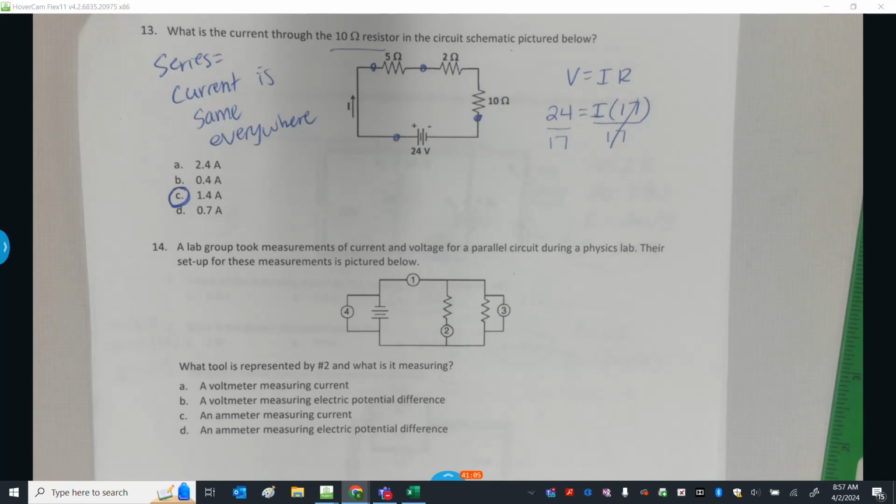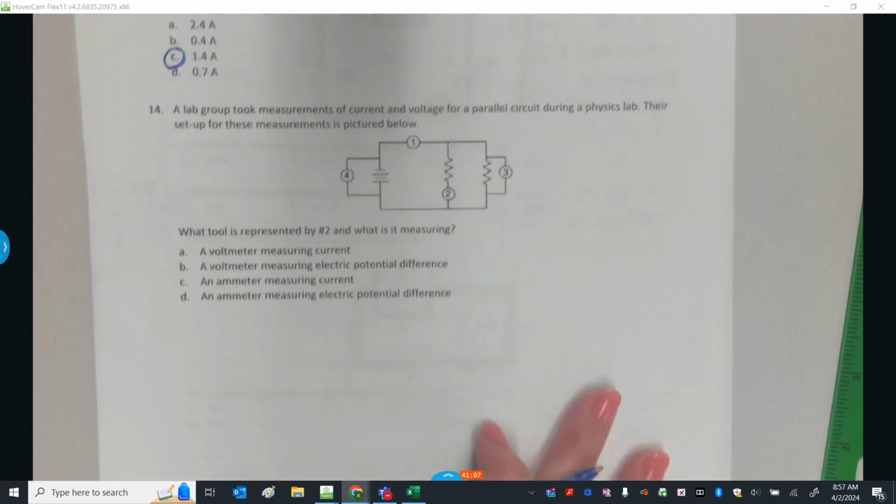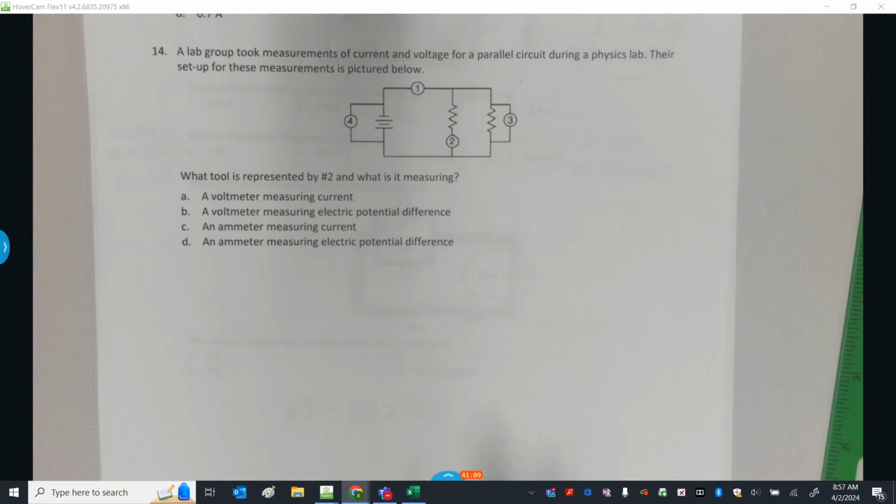All right, one left. Last one. And you guys did really good on this, which I'm glad. My last class had more trouble. It says, a lab group took measurements of current and voltage for a parallel circuit during a physics lab. Their setup for these measurements is pictured below. What tool is represented by number 2, and what is it measuring?